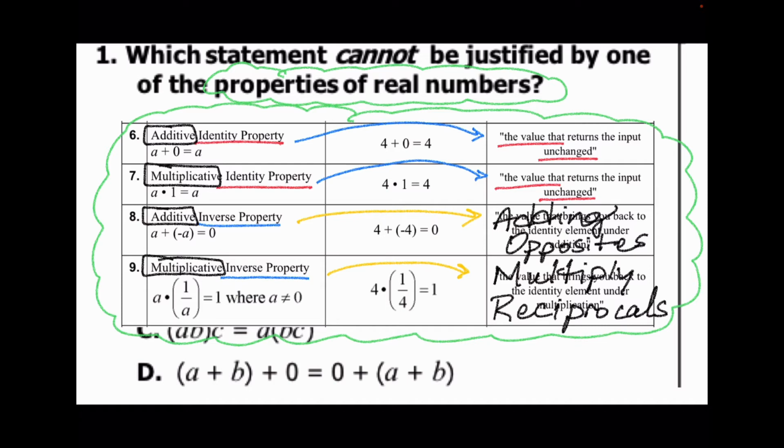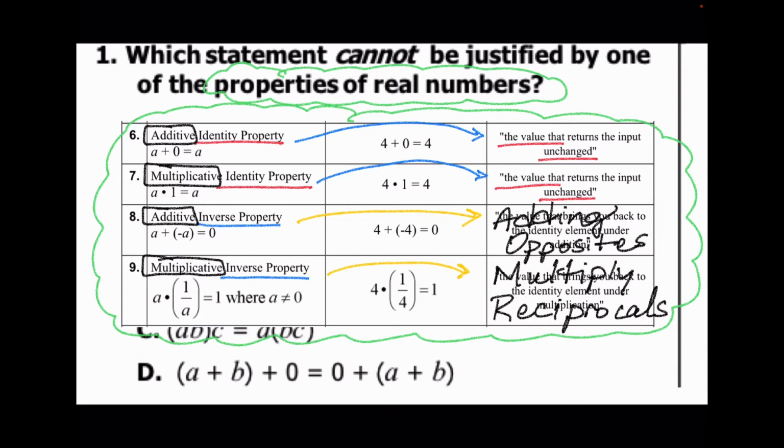Now with multiplication, when you multiply 1 times anything, you get that same thing. So for example, 4 times 1 equals 4. 5 times 1 equals 5. 10 times 1 equals 10. So 1 times anything is going to give you that same thing with multiplication. And with addition, it's 0 plus anything gives you the same thing.